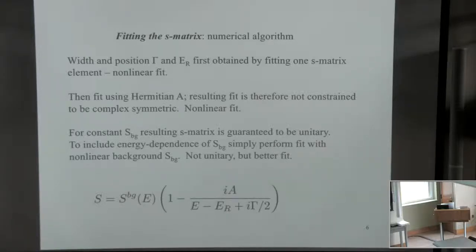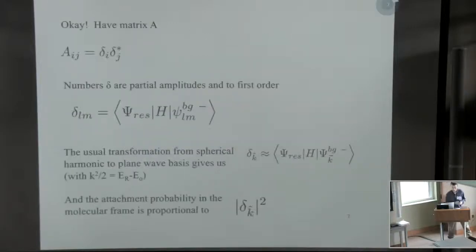And so I end up fitting this permission matrix A. Constraining that to be permission, the resulting fit is also not guaranteed to be complex symmetric. But again, I'm just trying to get this fit. Okay, so we have this matrix A, rank 1 permission.